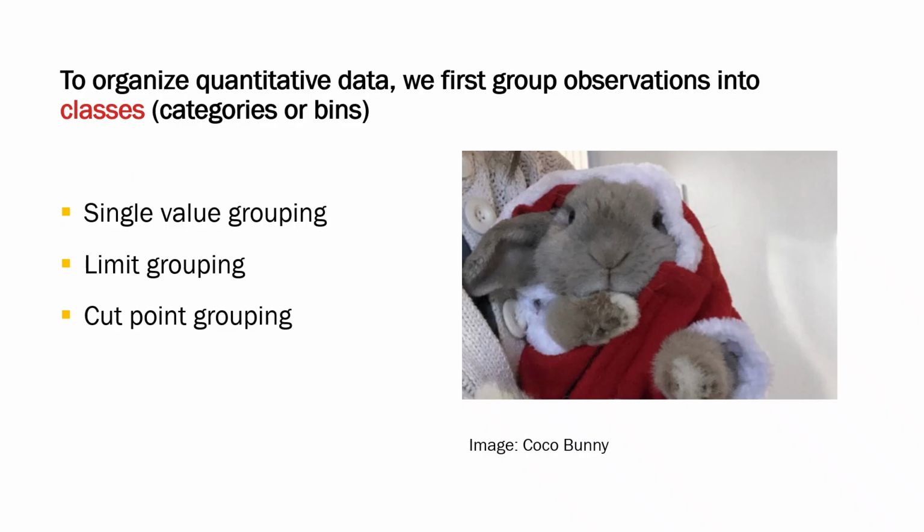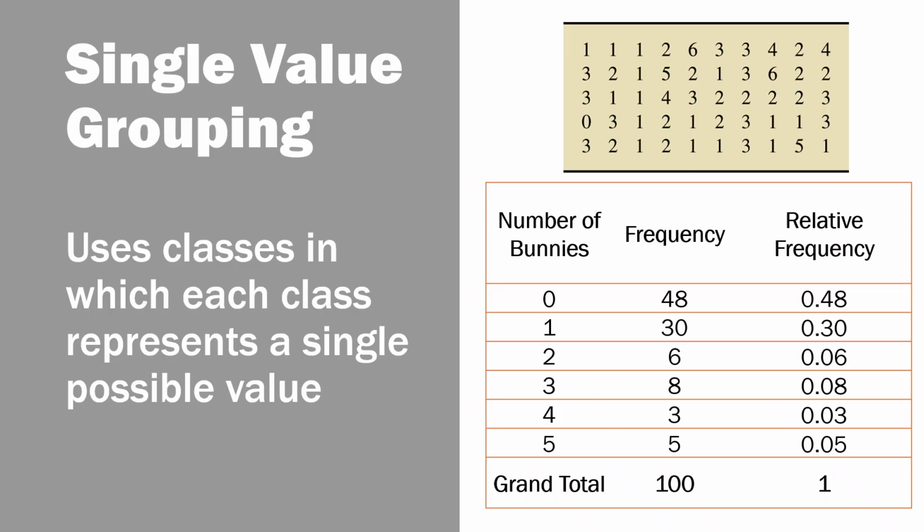So we're going to start out with our single value grouping, and I'm going to use an example of bunnies. And so shown here is my bunny. She's passed away now, but her name was Coco, and she used to frequent my videos all the time.